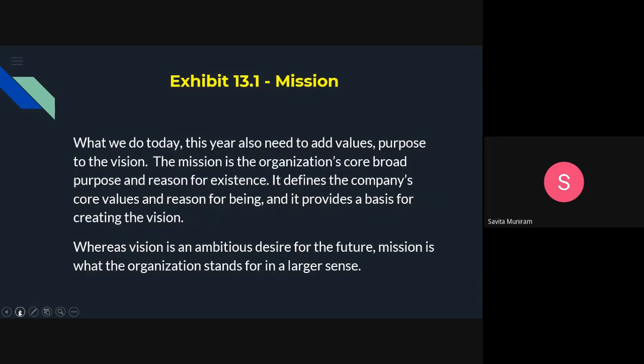What we do today, this year, also needs to add value and purpose to the vision. The mission is the organization's core purpose and reason for existence. It defines a company's core values and reasons for being, and it provides a basis for creating the vision. Whereas vision is an ambitious desire for the future, mission is what the organization stands for in a larger sense. Next slide.